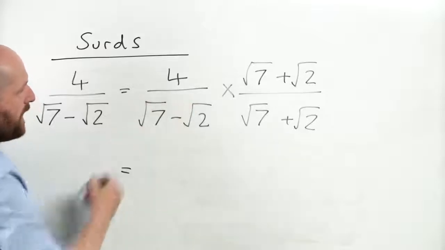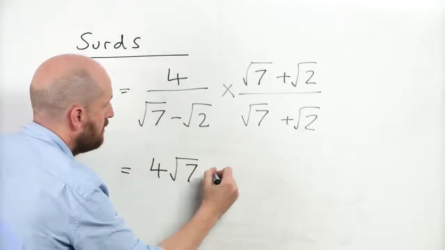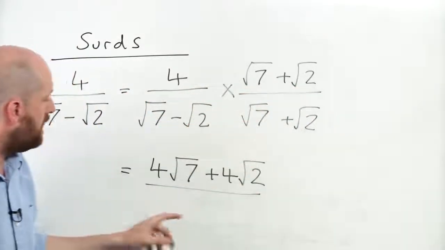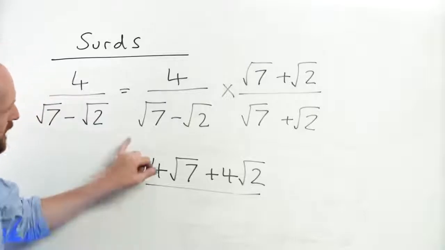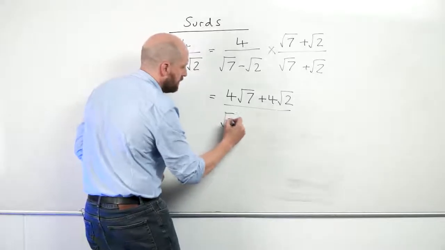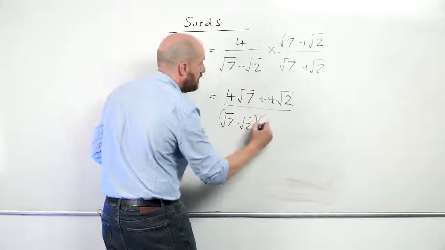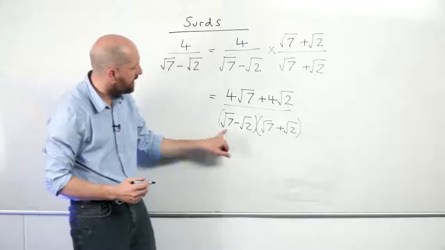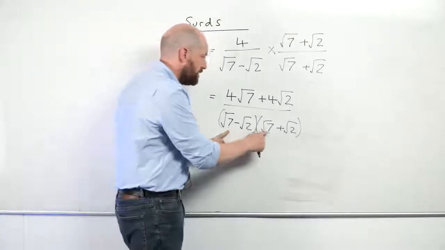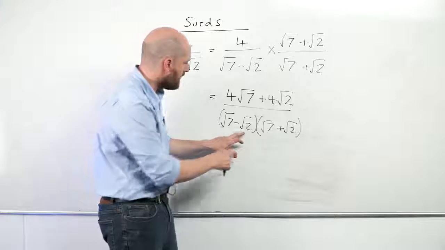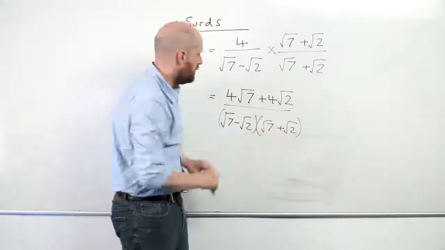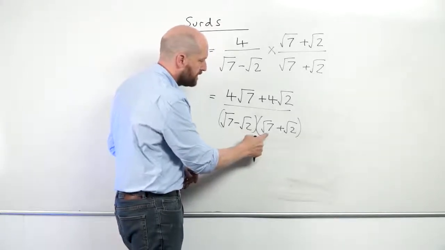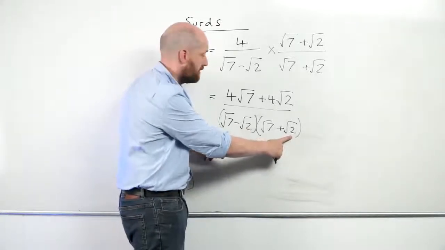Okay, so what happens? I multiply out this expression. The numerator there is 4 times root 7 plus root 2. 4 times root 7 plus 4 times root 2. And on the denominator here, I get root 7 minus root 2 times root 7 plus root 2. And rather miraculously, when I multiply out these brackets, I get root 7 times root 7. That gives me 7. I get minus root 2 times root 2. That gives me minus 2. And then the 2 other terms disappear.